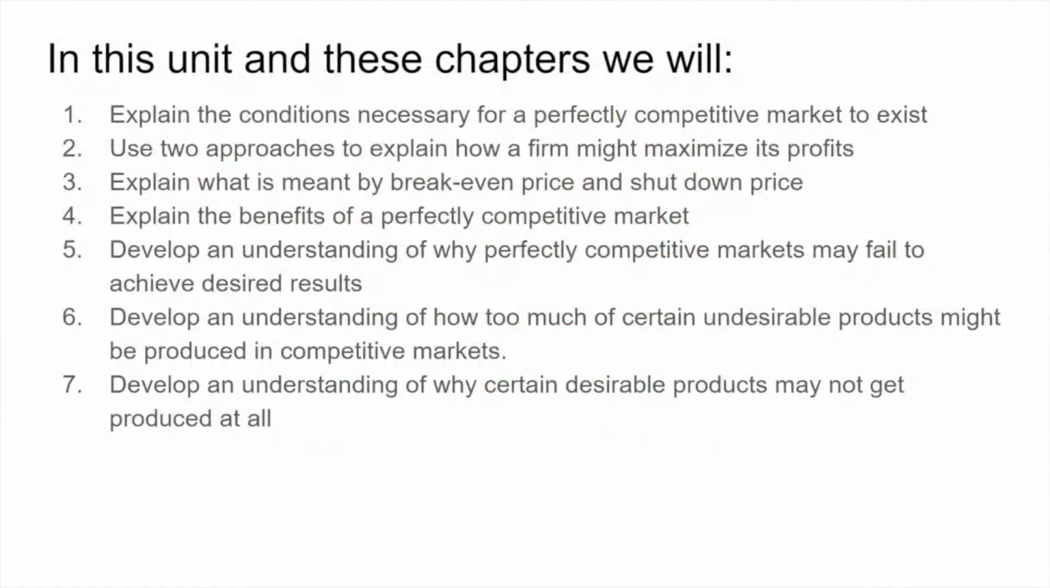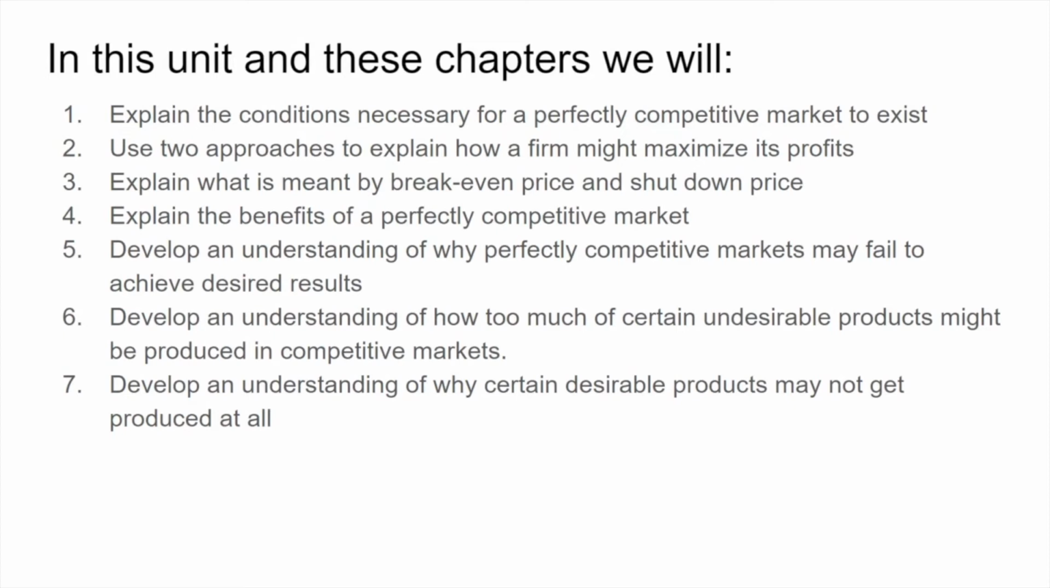So in this first chapter, we're explaining the conditions necessary for a perfectly competitive market to exist. We're using two approaches to explain how firms might maximize their profits. We're looking at the first and obvious one: how much money do you make in terms of maximum profit. And the other one is something called marginal analysis, which looks at how much extra you can earn by selling one more versus how much it costs extra to sell one more.